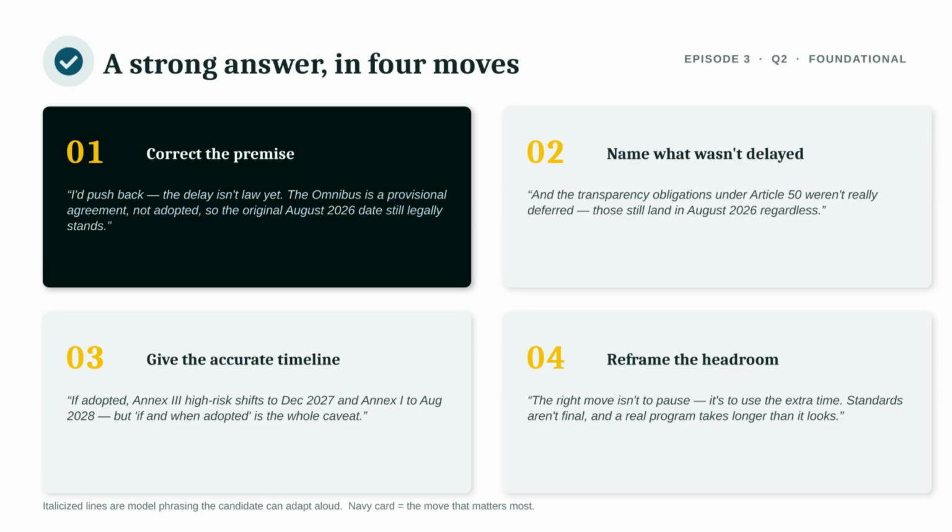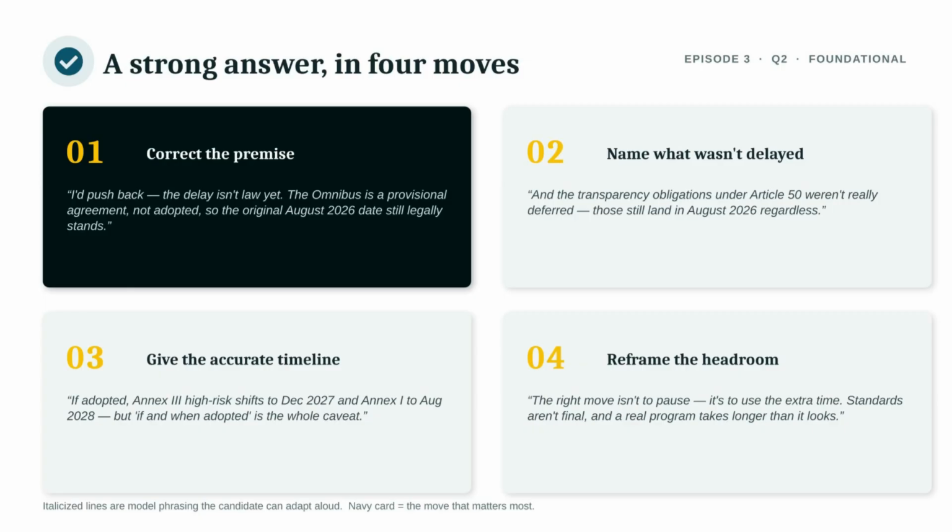The delay everyone's talking about is the Digital Omnibus, and as of now, it's only a provisional political agreement from May 2026. It hasn't been formally adopted or published. Until it is, the original timeline holds and the August 2, 2026 date is legally still live. On top of that, the transparency obligations under Article 50 weren't meaningfully delayed. Those apply from August 2026, no matter what happens with the Omnibus.